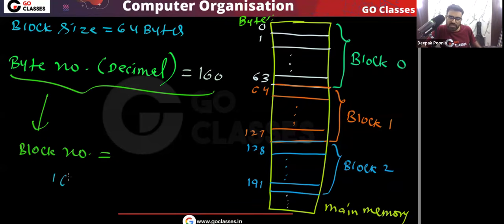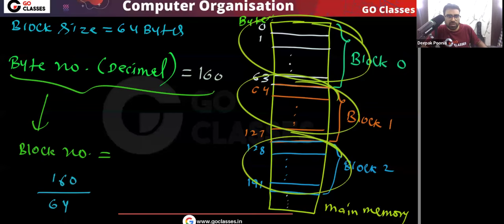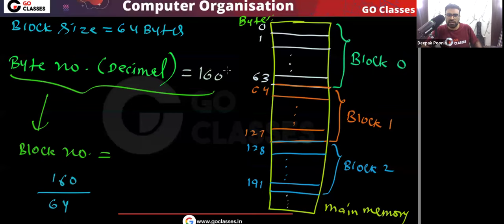To find the block number, you will divide this 160 by 64, because we are dividing the main memory into blocks of 64 bytes. Yes or no? So this byte address in decimal, you will divide by 64. Now this value will be 2 point something. Now what should I take, ceil or floor? I should take floor. What is the reason? Because the block number is starting from 0. Block number is not starting from 1.